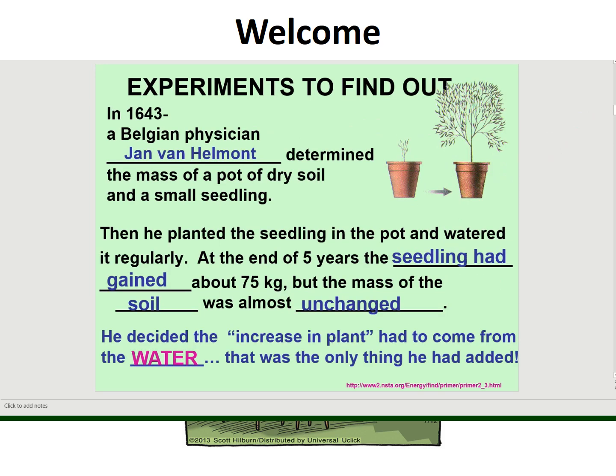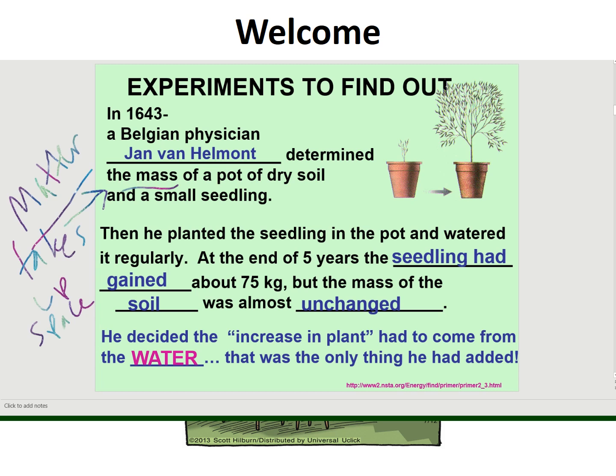So, in 1643, a Belgian physician, John van Helmont, determined the mass of a pot of dry soil and the small seedling. Now, what does that mean, mass? You probably heard of it. To take up space is matter. And so the mass of an object is how much does it weigh? Weight, right? So he planted the seedling in the pot and watered it regularly.